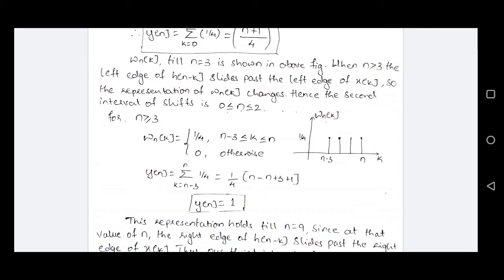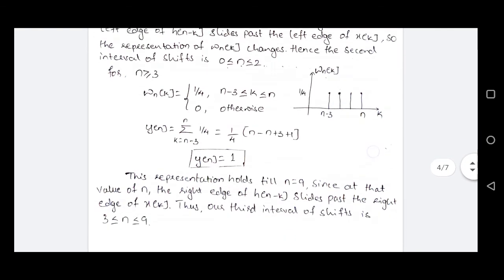So all 4 samples in the impulse response will be overlapped on the input sequence. The intermediate signal will be 1 by 4 for k between n minus 3 and n, and 0 otherwise. If we use this intermediate signal for the given value of k in the convolution summation, we'll get y of n equals summation, lower limit n minus 3 and upper limit n, of 1 by 4. If you simplify this, we'll get y of n equals 1.